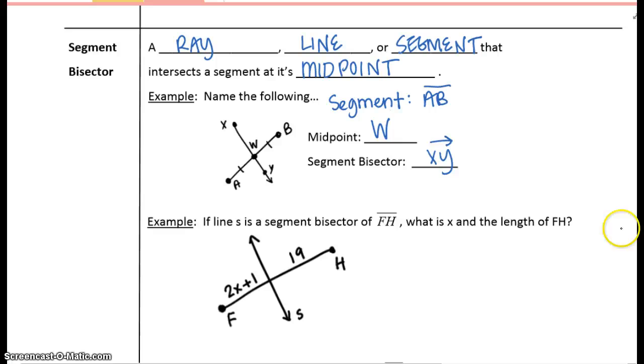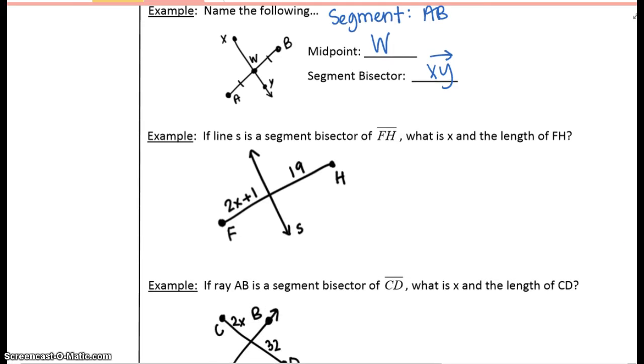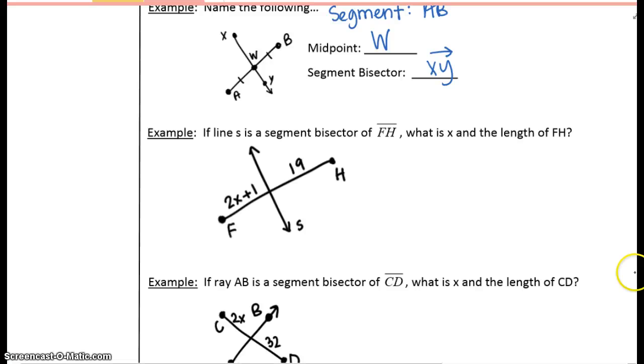So let's look at this first example down here. If line S is a segment bisector of FH, let's stop there. Stop right there. Look at line S. It's splitting FH into 2 equal pieces. So we know that this piece and this piece are equal. It says, what is X? Let's stop there. Can we find what X is right away? Well, we know that this piece and this piece are equal.